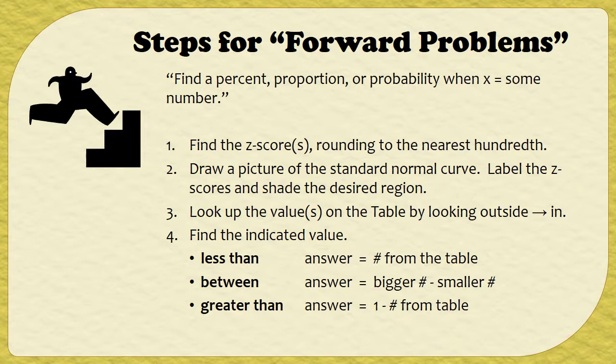If we're looking for the probability, proportion, or percent below, then we'll just take whatever number we get from the table. If it's a between problem, we'll need to subtract 2 values from the table. And if it's greater than, we'll need to subtract whatever value we get from the table from 1. Let's do an example.